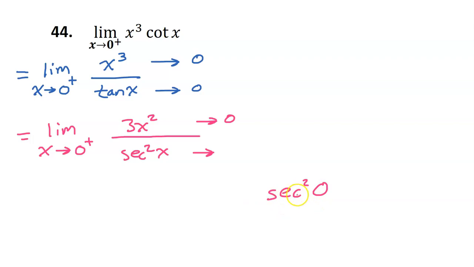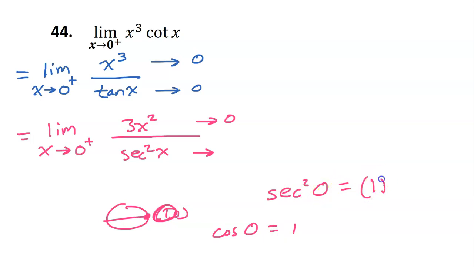Well, secant is the reciprocal of cosine. So just real quick, cosine of 0, which is over here on the right-hand side, that's 1, 0, cosine's the x value. So this would be 1. And then secant is the reciprocal of that. The reciprocal of 1 is still 1. So secant of 0 is 1, and 1 squared is still 1. So the denominator is approaching 1.